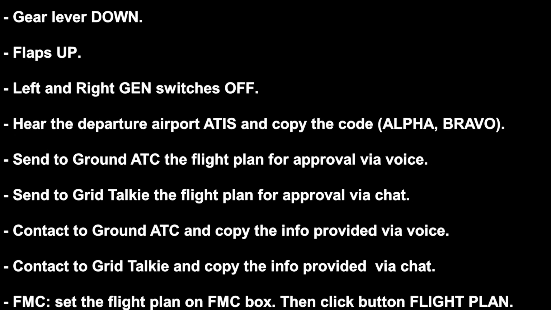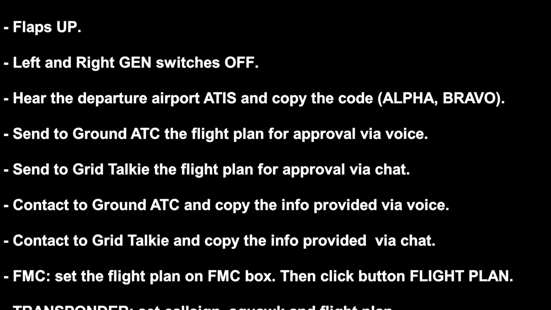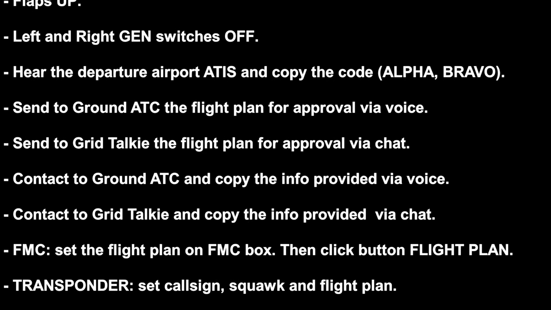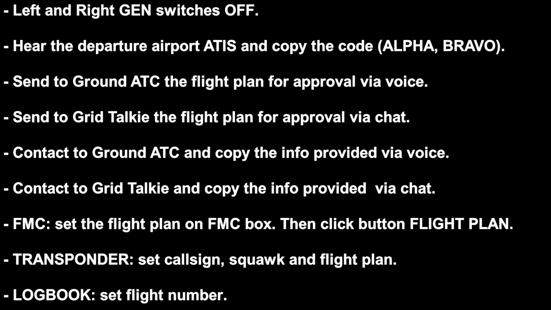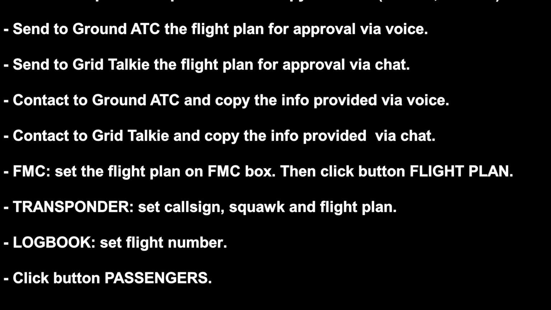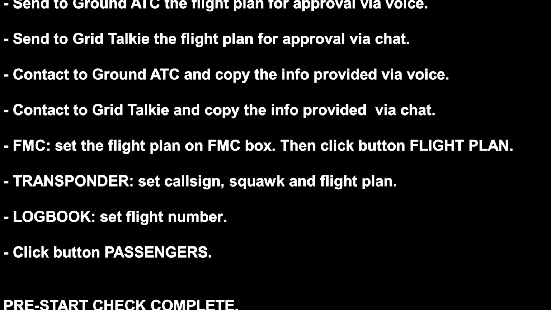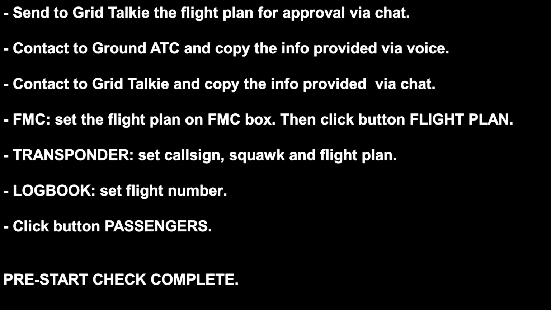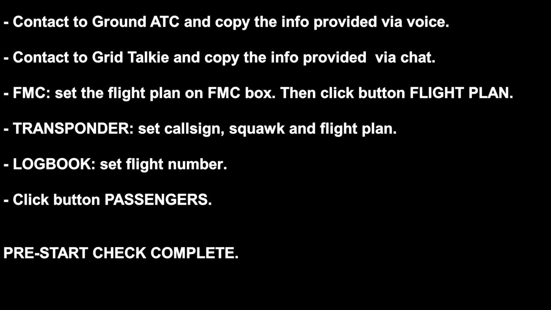Send to ground ATC the flight plan for approval via voice. Send to grid talkie the flight plan for approval via chat. Contact ground ATC and copy the info provided via voice. Contact grid talkie and copy the info provided via chat.